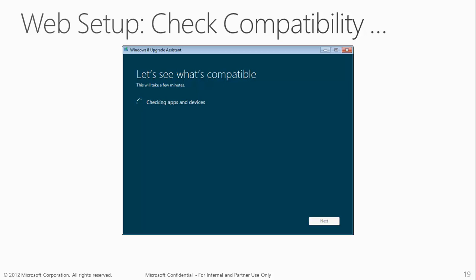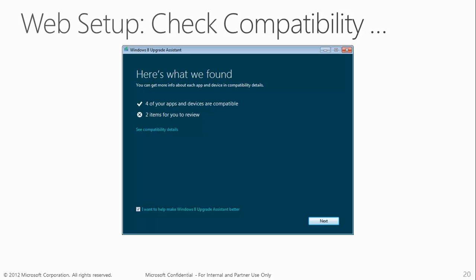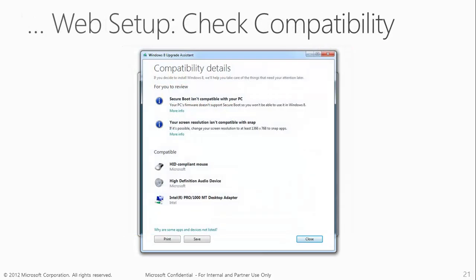After the compatibility check, we're going to show you the results of that check here, and in this case you see we found some things for your apps and devices are compatible, but there's 2 items you need to review. If you want to get more information about the items that were found, you can click through on the See Compatibility Details link, and what that's going to show is a screen similar to this, where we can see all of the different compatibility details.